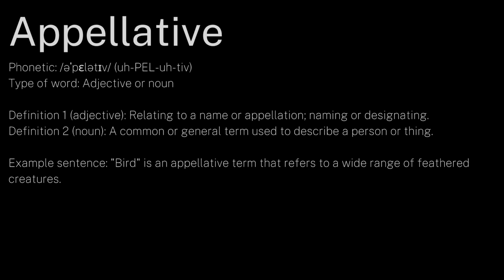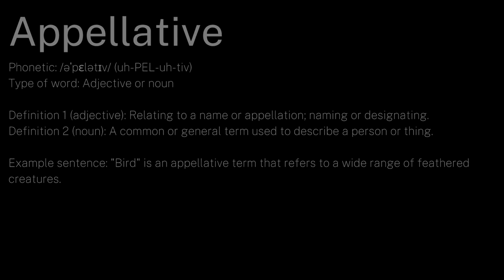Our 49th word is appellative, which is an adjective or a noun. The adjective is defined as relating to a name or appellation, naming or designating. The noun is defined as a common or general term used to describe a person or thing. For example, bird is an appellative term that refers to a wide range of feathered creatures.